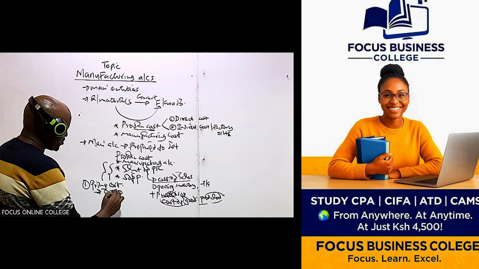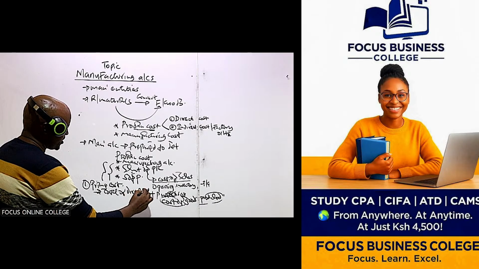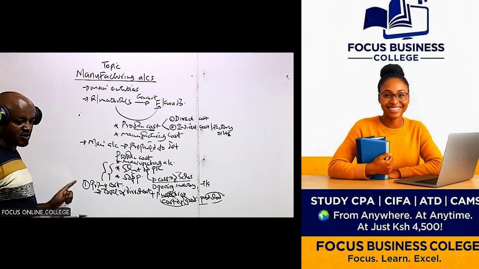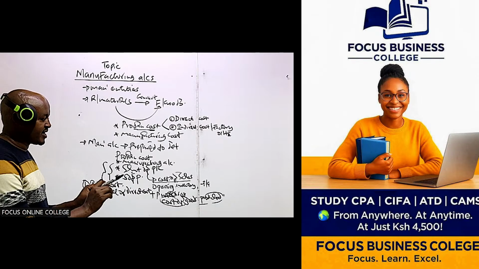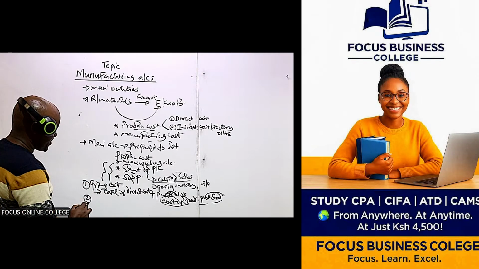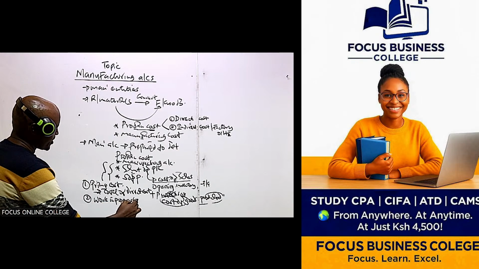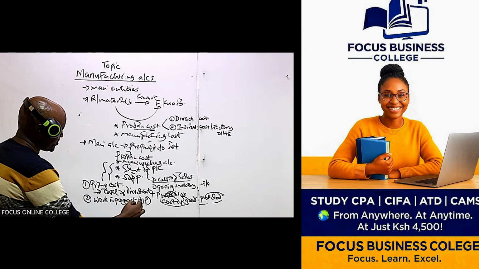This is the total of the direct costs. So if you take the direct material cost, the direct labor expenses, plus any other direct expense, you get the prime cost. Then from there, we have something known as the work in progress, abbreviated as WIP.